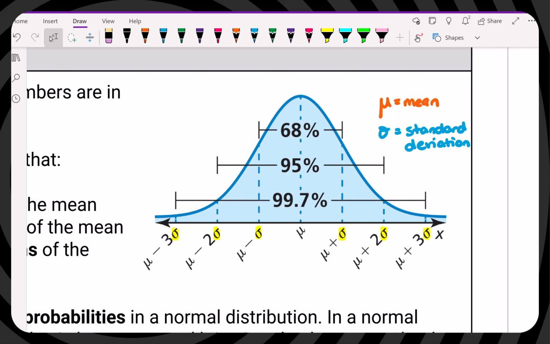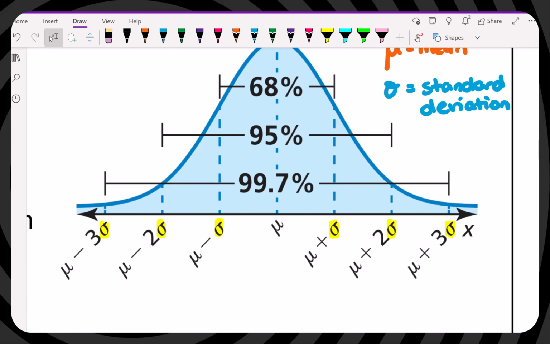Something that I really like about this picture though, do you see how that curve never quite touches that horizontal line? It's because your curve never ends. It's supposed to be infinite. So it works very much like an asymptote. It's going to get closer and closer to the line, but it never ends. But you still have 100% of the data underneath your curve.